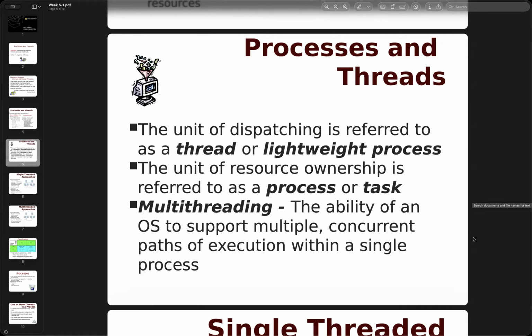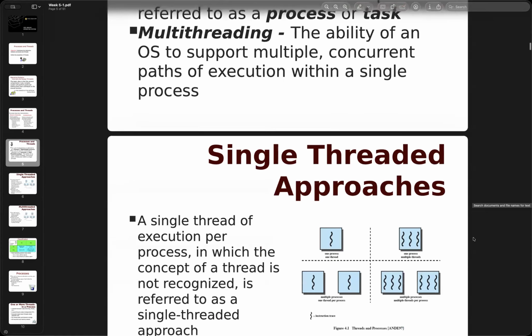When we talk about multi-threading, if you remember, we covered it in our previous lectures. It is the ability of an OS to support multiple concurrent paths of execution within a single process. So when we say multi-threading, it means execution within a single process. We need to be careful of this part.